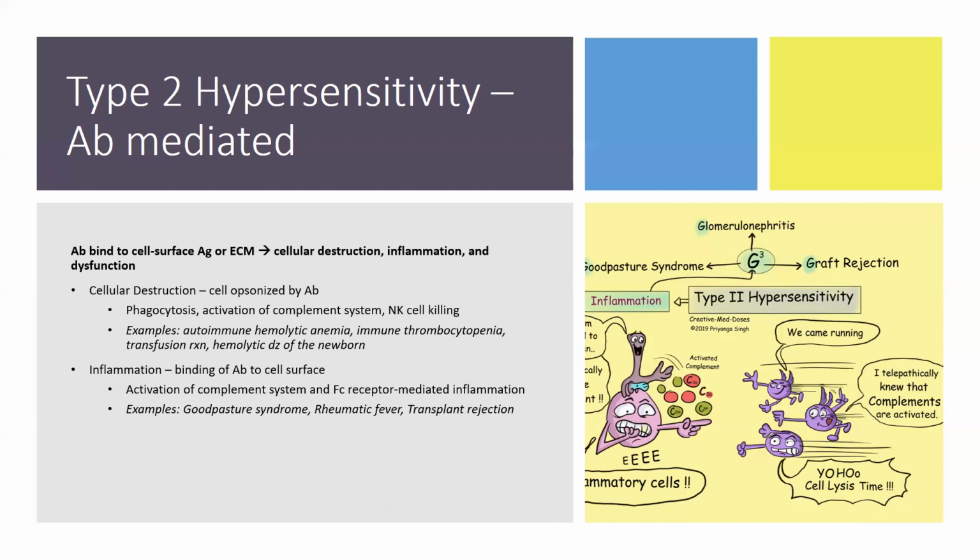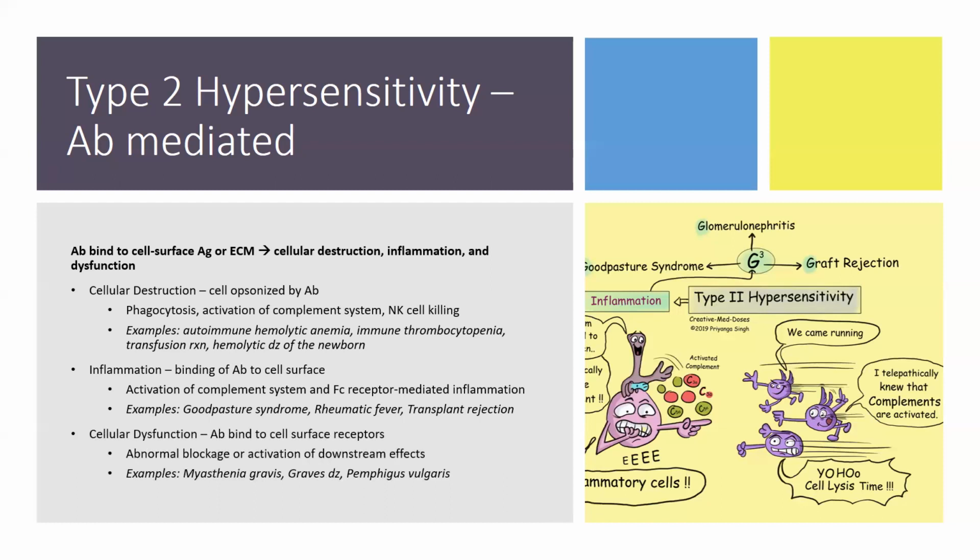Okay. Last one is our dysfunction, cellular dysfunction. Antibodies are binding to cell surface receptors this time. So first was opsonization. Second was binding to the cell surface. Third, this one's the antibody binding to cell surface receptors. This could lead to abnormal blockage of those cell receptors to whatever they're supposed to bind, and then downstream effects from that, right? If we're blocking with antibodies, still targeting and tagging the cell, all the things we've discussed before, but now we're also blocking whatever the action was supposed to happen from that receptor. So myasthenia gravis, Graves' disease, and pemphigus vulgaris are examples of cellular dysfunction in a type 2 hypersensitivity.